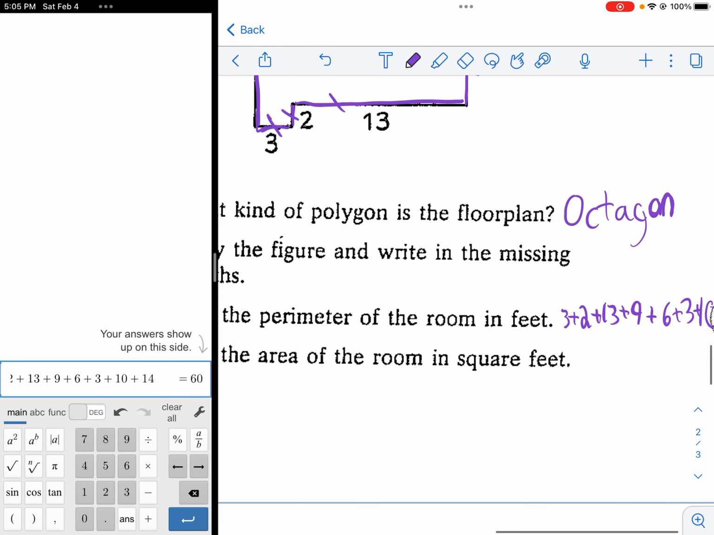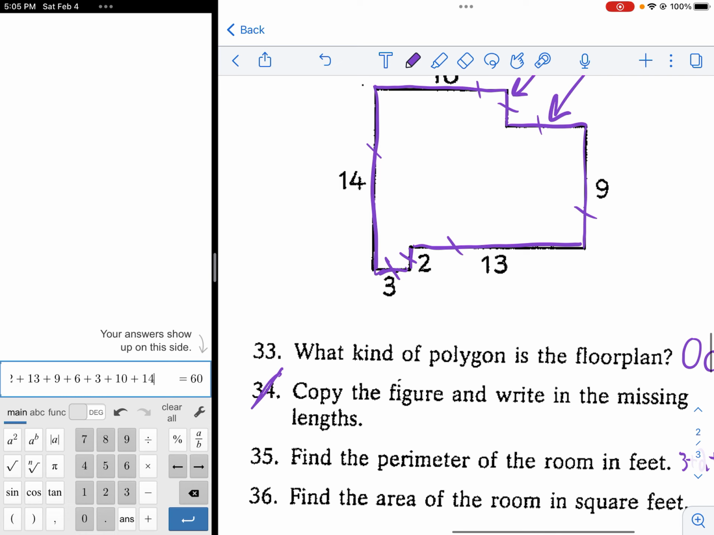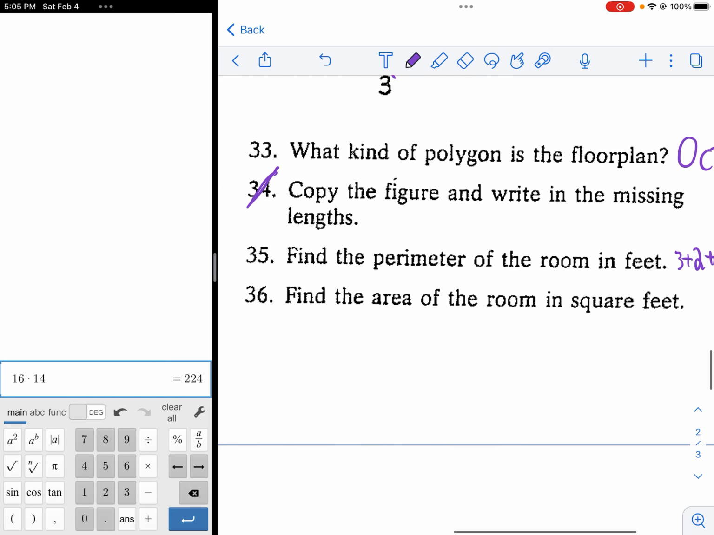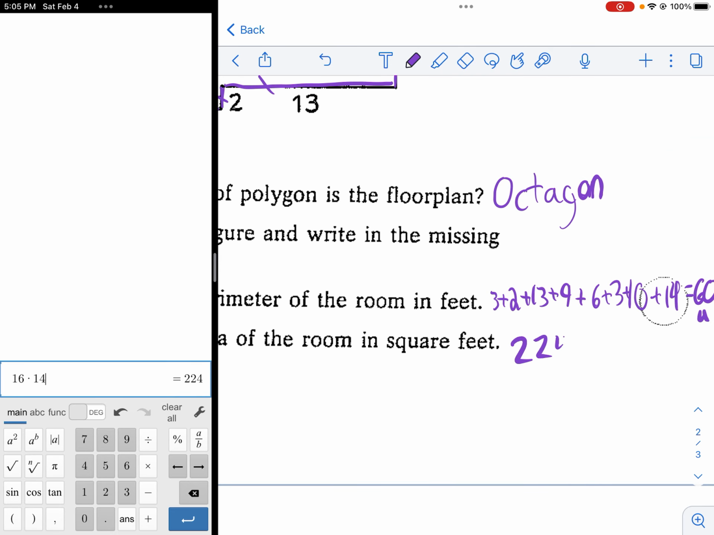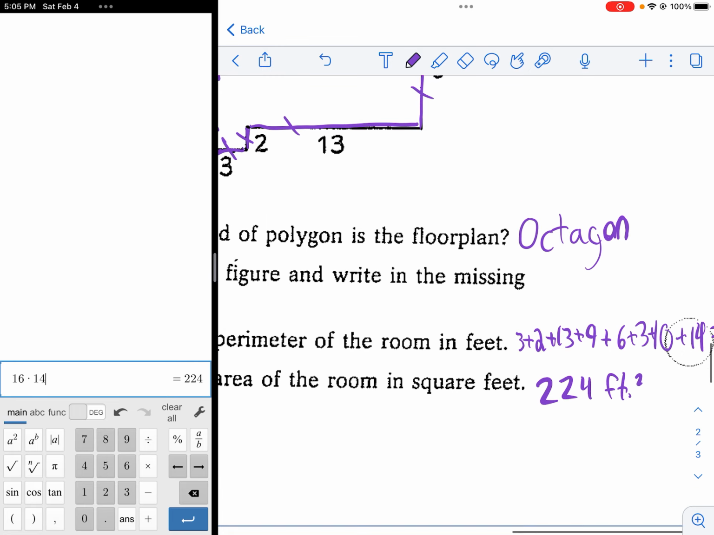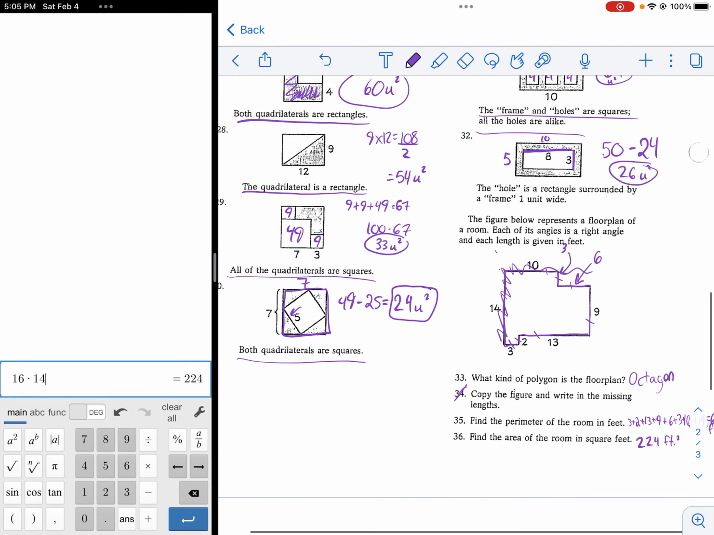It also asks us to find the area of the room in square feet, so we'll clear all. That takes us to 16 times 14, right? You got the length of 14 here, and this length here is 16. 16 by 14 would give us 224 square feet. Oops, feet squared. The units, I almost didn't read that correctly, 60 feet would be our perimeter. All right, that finishes out 33 through 36.